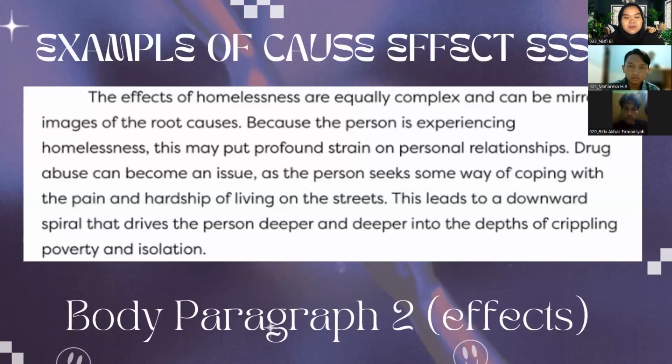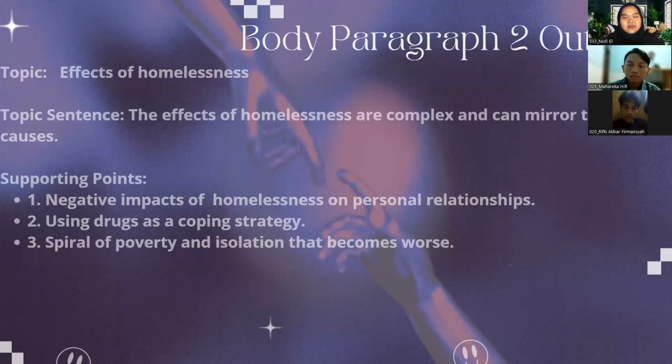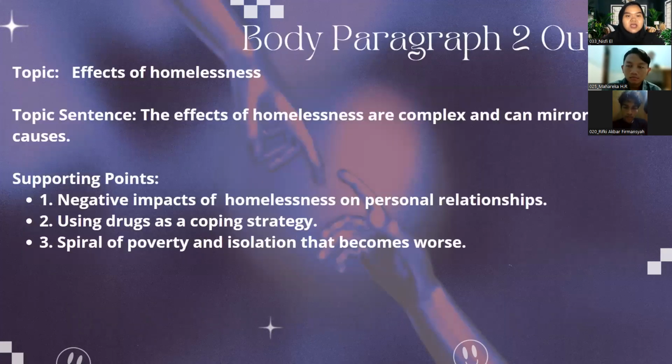This is the part of body paragraph 2. It's about the effects. And this is the outline. The topic is effects of homelessness. The topic sentence: the effects of homelessness are complex and can mirror the root causes. We have three supporting points here.